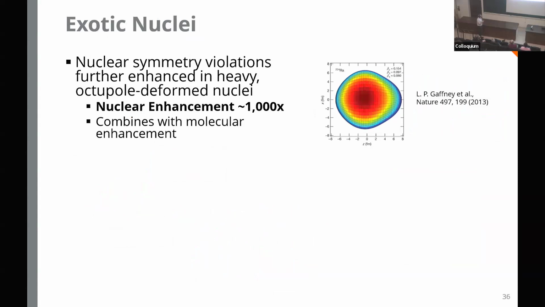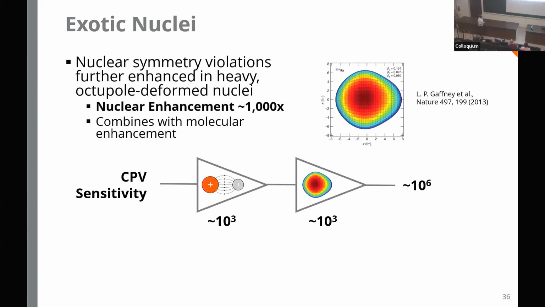Looking to even further deformed, unusual nuclei, nuclear symmetry violations are enhanced even more in heavy octupole deformed nuclei. So nuclei that are shaped like this, which some actually are, like radium. And these enhance nuclear symmetry violating effects by around a factor of 1,000. These combine with the molecular enhancement that you get from the large internal fields. And so if you combine, say, some heavy polar molecule with an octupole deformed nucleus, you can realize very large gains in intrinsic amplification to these symmetry violating effects.